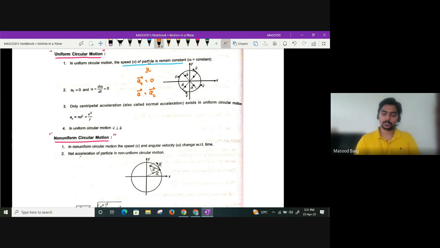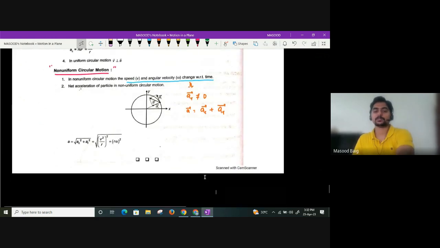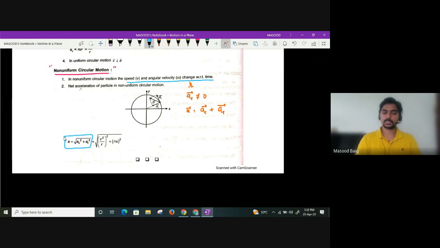And in non-uniform circular motion, what will be the situation? Speed and angular velocity change with time, guys. So because speed is changing with time, the tangential acceleration will be non-zero. See, total acceleration will now be vector sum of tangential and centripetal acceleration. Tangential and centripetal means both will be perpendicular to each other or not. Because both of them are perpendicular to each other, the net acceleration can be given as under root of tangential acceleration square plus centripetal acceleration square. Clear, everyone? Yes or no?